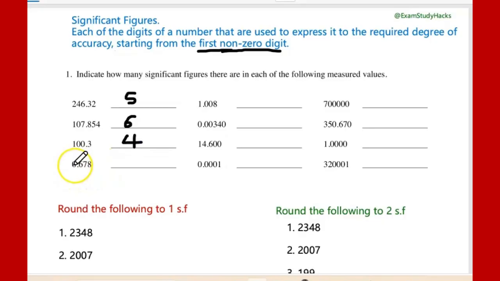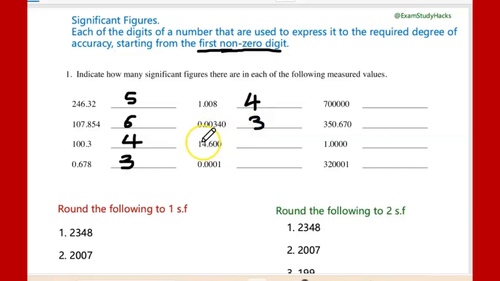Now we are not going to count this 0. We are going to start from here. 1, 2, 3. So this will be 3. Now this will be 1, 2, 3, 4. Then here, we are not going to count these 3 zeros. We're going to count every other thing after them. And that will be 1, 2, 3.